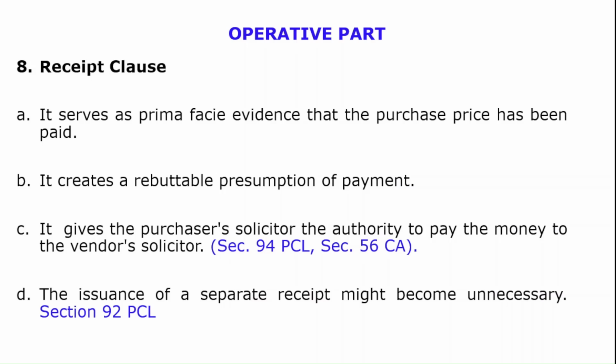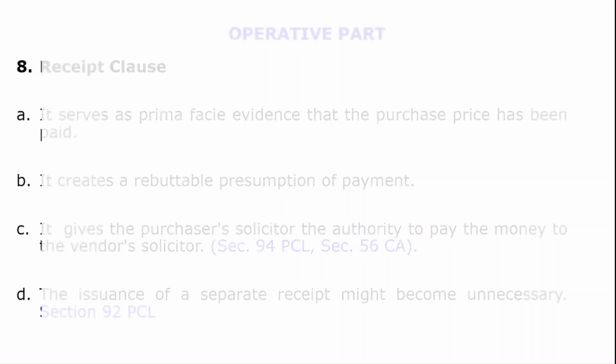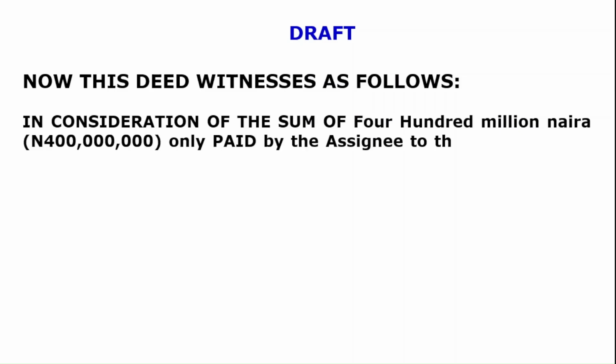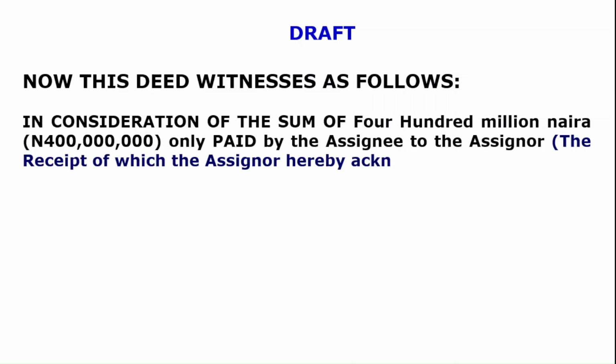So let's look at how to draft the receipt clause, because the receipt clause follows the consideration clause. So remember, you have your testatum again. This witnesses as follows, and then you begin to write, let's start with the consideration clause, because the receipt clause is side by side with the consideration clause. So the consideration clause says, in consideration of the sum of 400 million naira only paid by the assignor to the assignee. The receipt clause now says, the receipt of which the assignor hereby acknowledges.